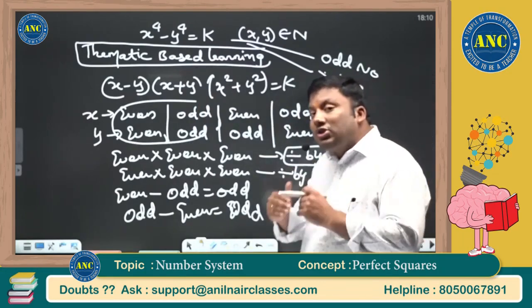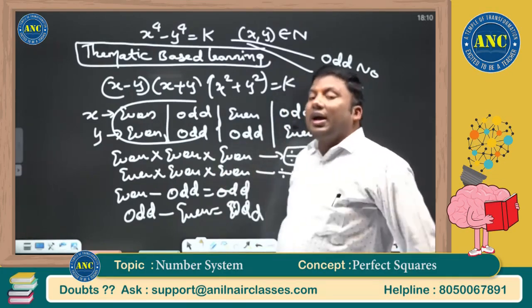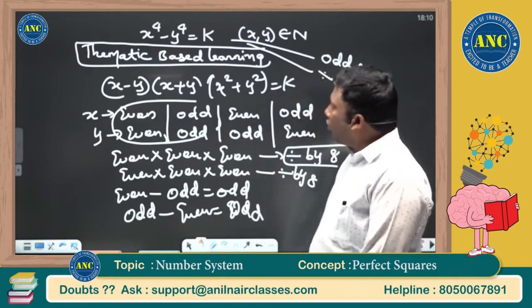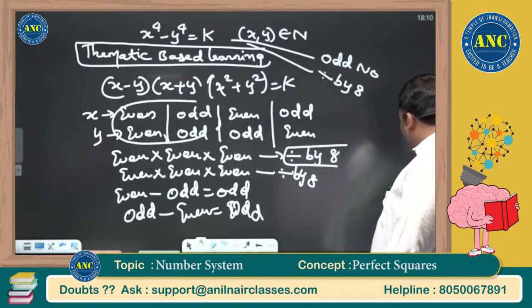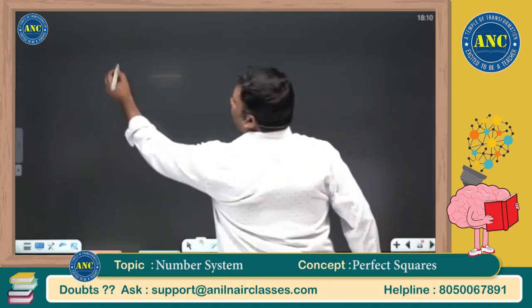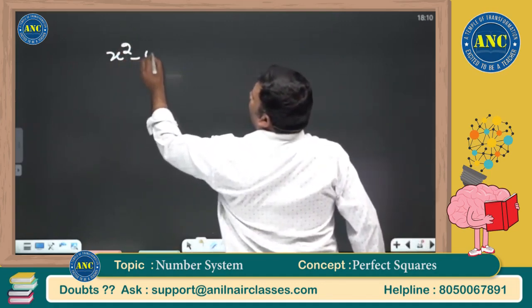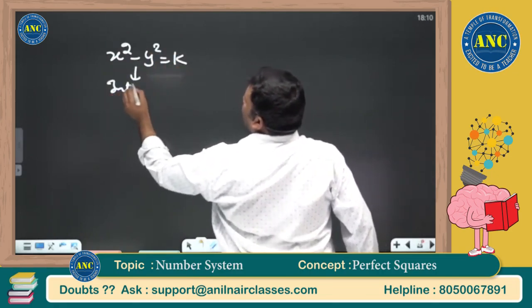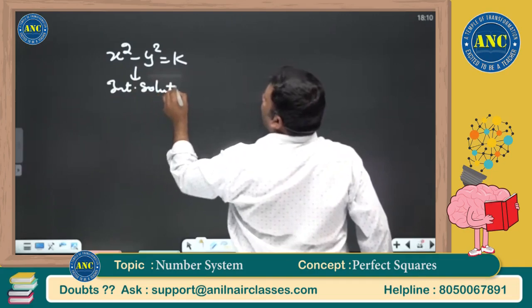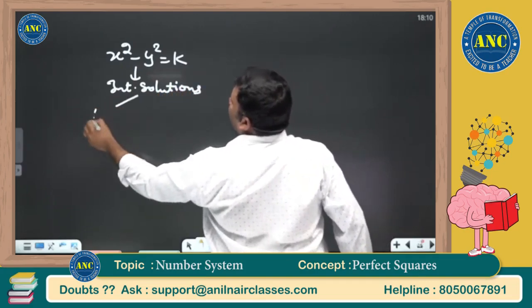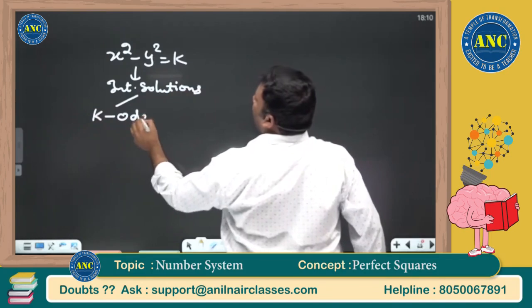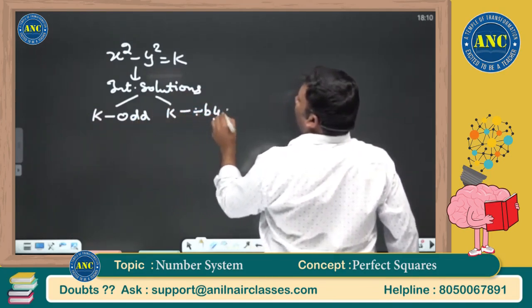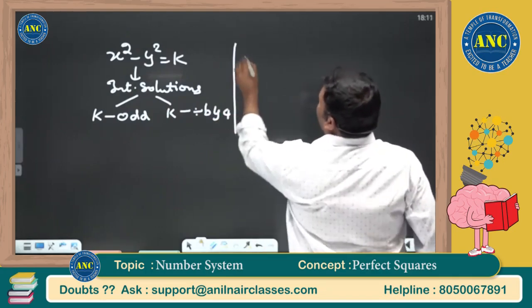The idea is to make a student create their own question rather than getting addicted to some books, which are nothing but a collection of questions. Right hand side should be divisible by 8. Now see here: x square minus y square equivalent to K. This equation has integral solutions when K is an odd number or K is divisible by 4.